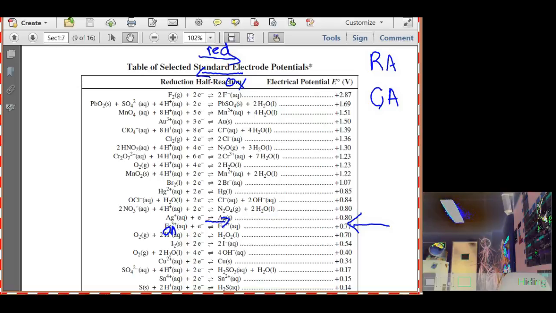If I read from right to left for something like copper, is copper a reducing agent or is it an oxidizing agent? It'd be a reducing agent.